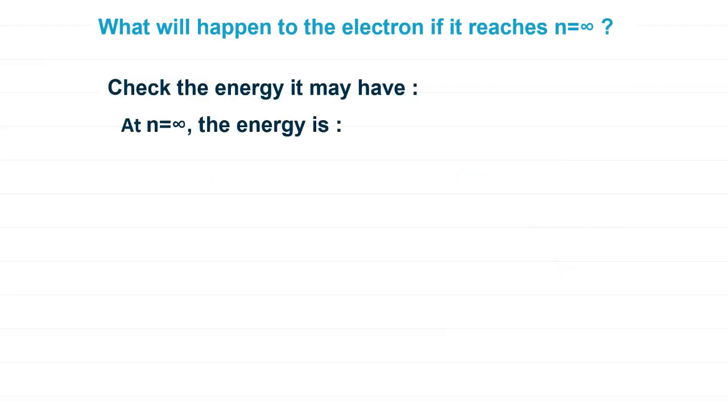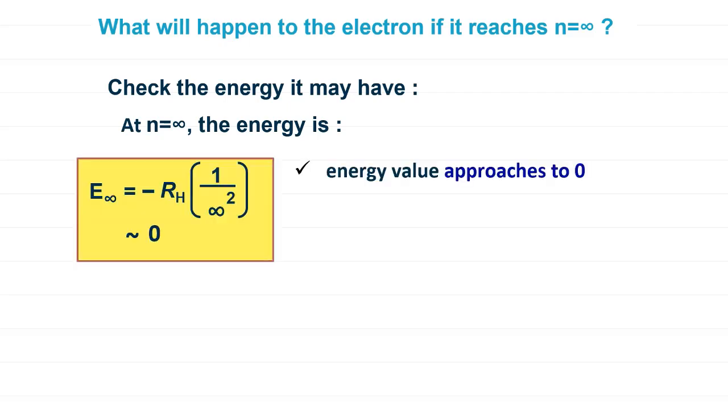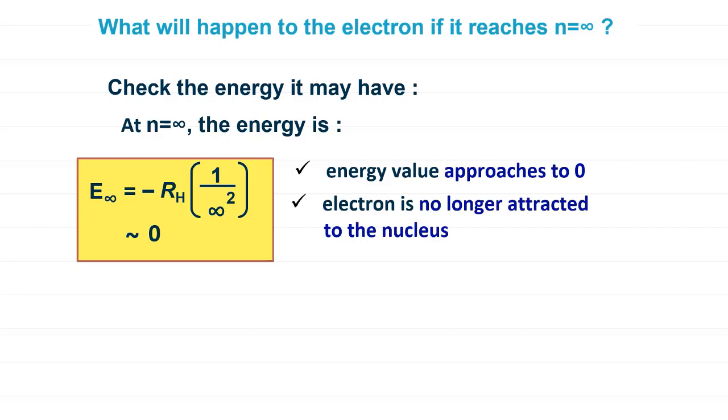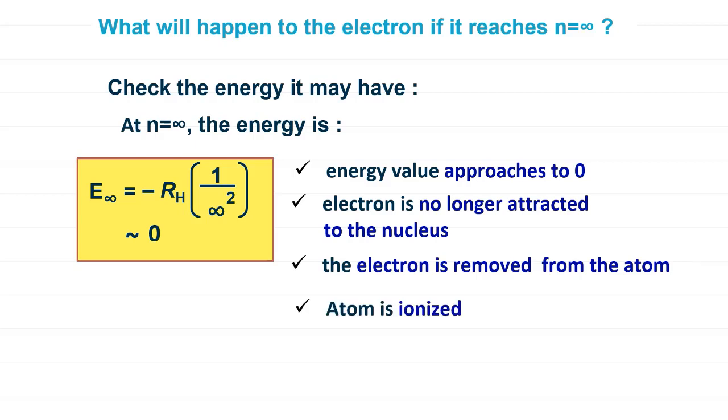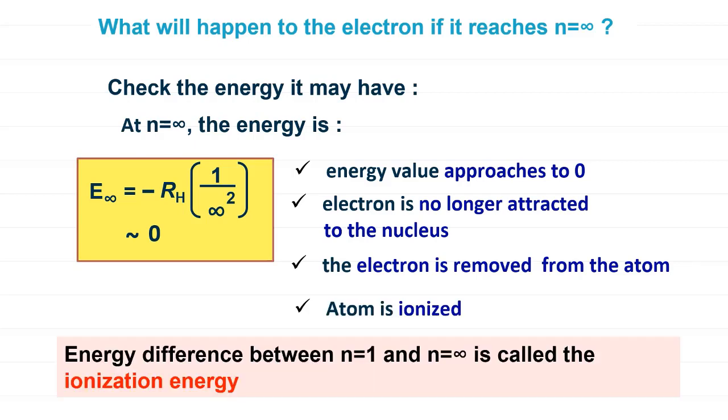What will happen to the energy of electrons if it reaches n equal to infinity? If the electron goes beyond infinite distance, the energy is approaching zero because it is considered to have been ejected completely from the atom, hence no longer attracted to the nucleus. Once this happened, the atom is said to be ionized.